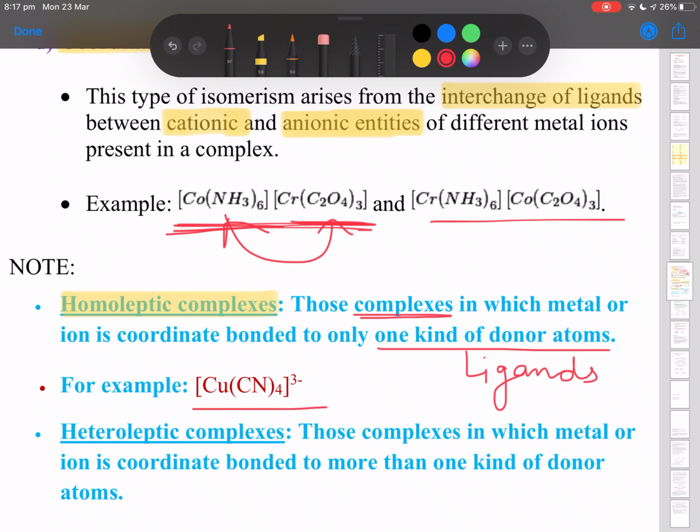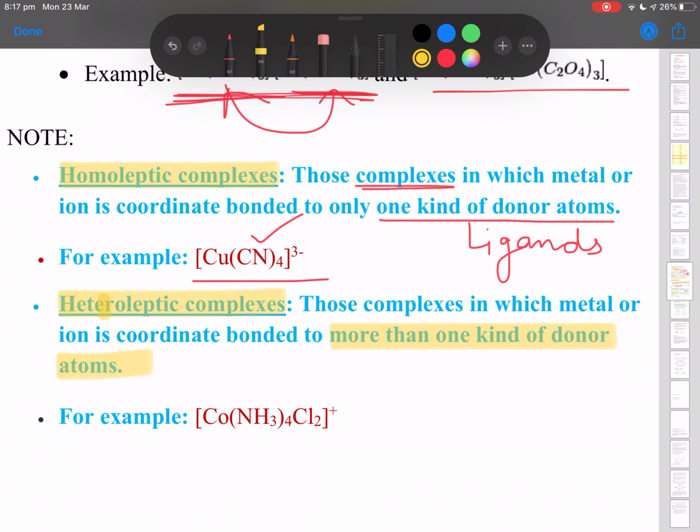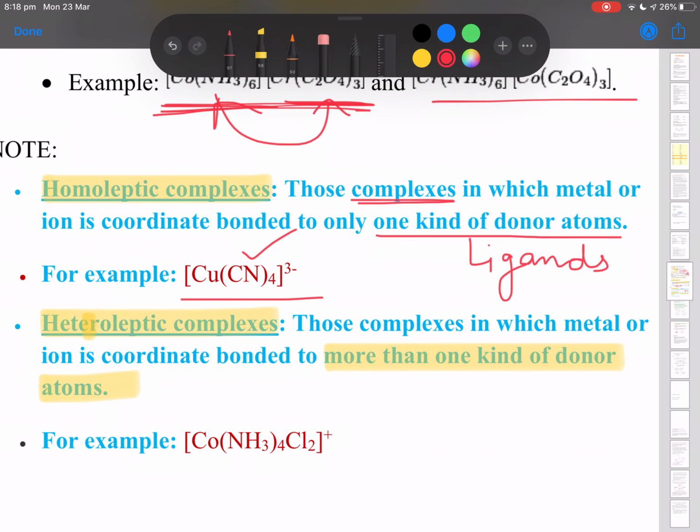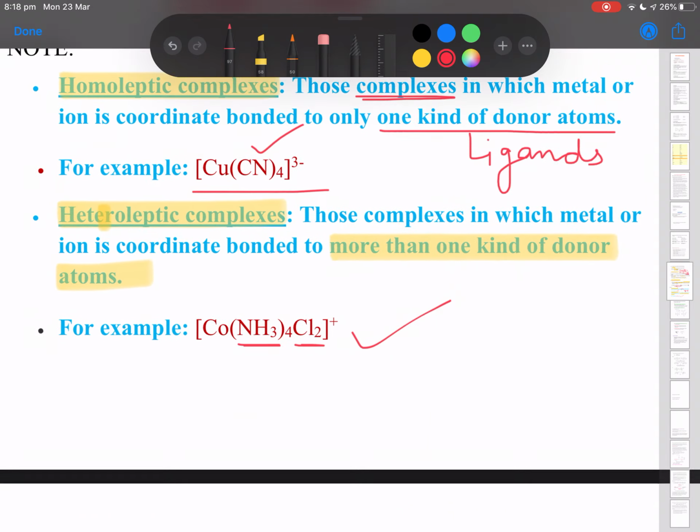And here this example will make you very clear that the ligand over here is cyanido, only one type of ligand. Wherein when we talk about heteroleptic complexes, the word hetero means different and lepticity is related with ligands. So very clearly all such complexes will have more than one kind of ligands. So I highlight here more than one kind of donor atoms. That's the ligand. Example, if you can see, you can understand it very well here. Here I have amine as one ligand, one type of ligand, and chlorido as another type of ligand. So such type of complexes are called heteroleptic complexes.